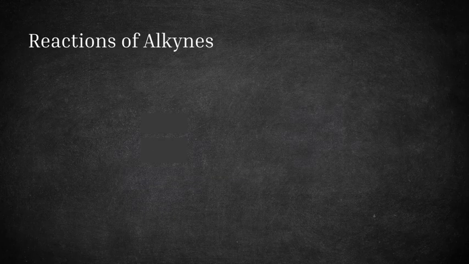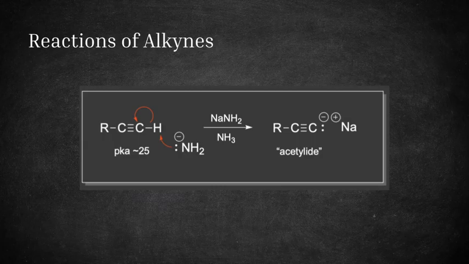Now we are ready to discuss our first reactions of alkynes, beginning with the alkylation of acetylides and acetylides as nucleophiles. Earlier in this video, we've discussed that the terminal CH bond of terminal alkynes is unusually acidic, with a pKa of approximately 25, which is considerably low compared to the CH bond of other hydrocarbons. Treating terminal alkynes with sodium amide in ammonia results in an acid-base reaction that deprotonates the terminal alkyne. The conjugate base formed is called an acetylide, reflecting the trivial name acetylene for ethyne.